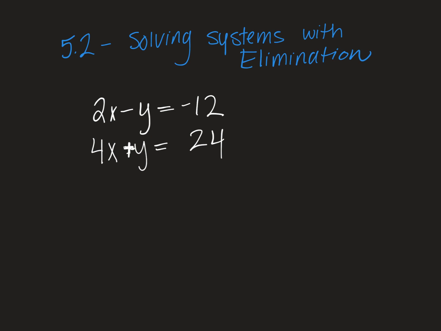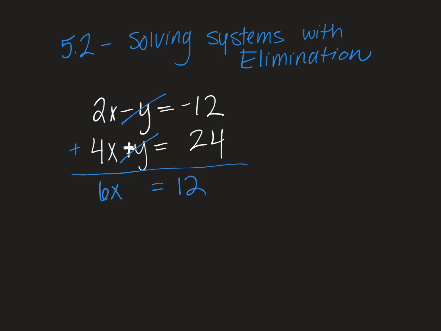Okay, so the goal for elimination is we're going to essentially add our equations together and make one of the variables cancel out. So you're looking for the same variable with the same coefficient but opposite signs. So we have a negative y and a positive y. If I add these two equations together like this, you guys have done this. Right, so we're going to add down. So we're going to do 2x plus 4x and get 6x. My negative y and my positive y cancel out. And then my negative 12 and 24 equals 12.